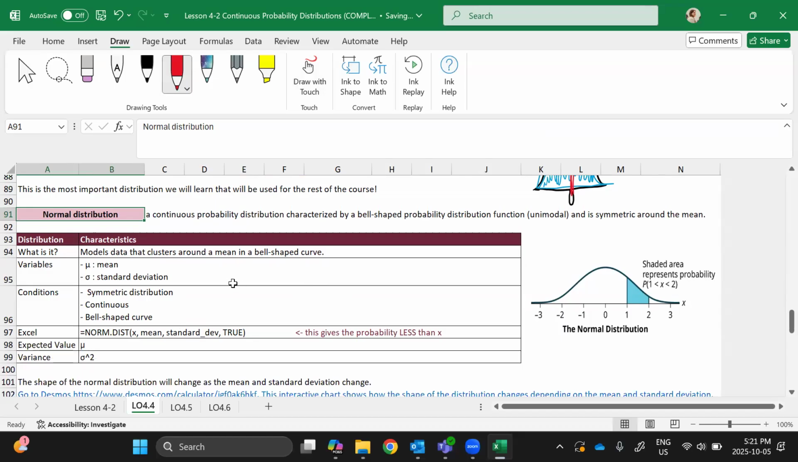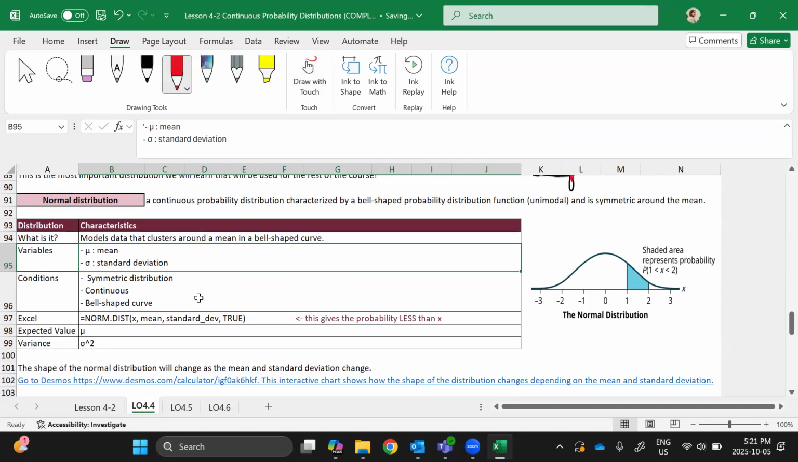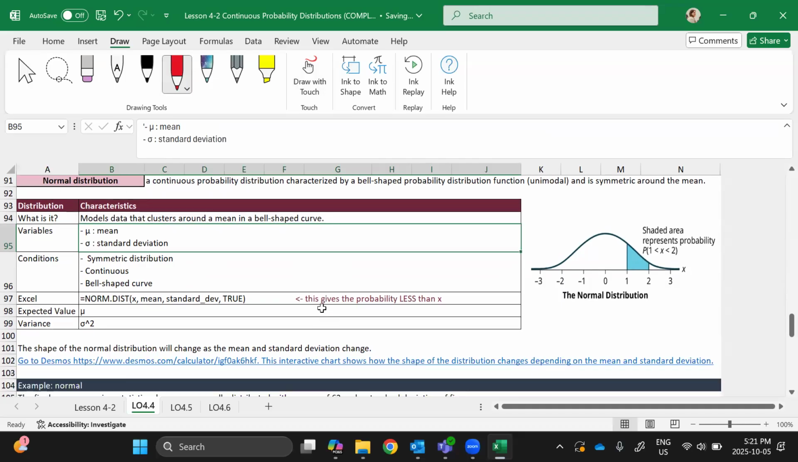The normal distribution is completely defined by its mean and standard deviation. Those are the only two things you need to model a normal distribution. It will always be symmetric, continuous, and bell-shaped, and there is a formula for it in Excel. It's norm.dist, where you enter the value from the question X, the mean, the standard deviation, and just like for the exponential distribution, we always set the last argument to true. That will give you the probability that you're less than X, the value from the question.